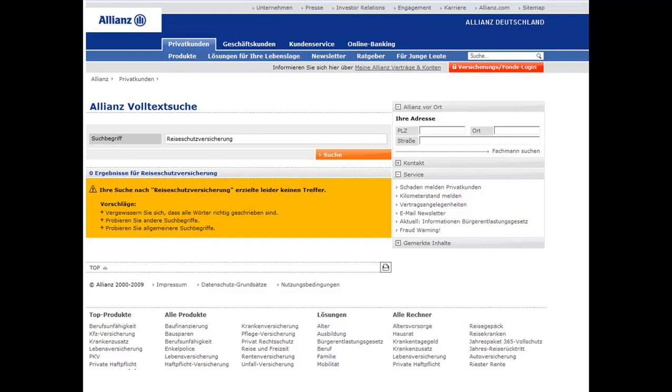Another issue, for example, Allianz, also a big website, Reiseschutzversicherung. So insurance for traveling, something that people might look for, people might want to buy. And strangely enough, an insurance provider does not have any result for Reiseschutzversicherung. Why could that be the case? Of course, we don't know. There could be many issues, yeah?